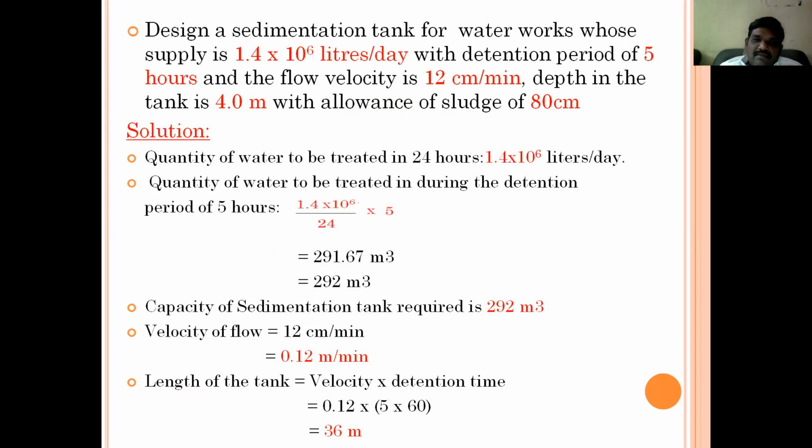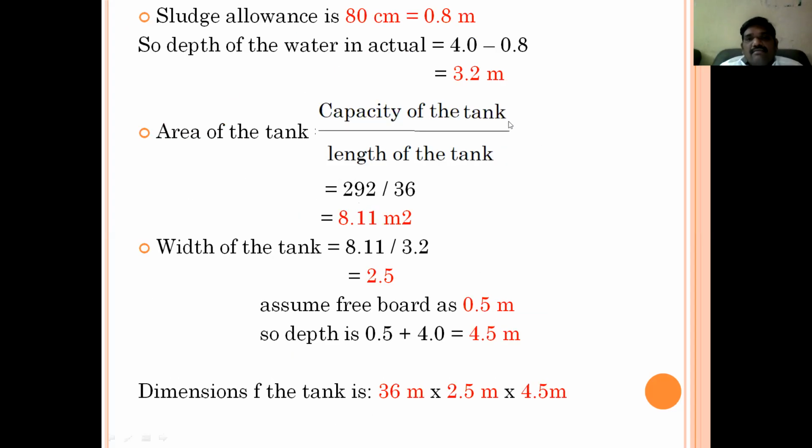What are the values we got so far? We got the capacity, we got the length, and we got the depth. Now what we should get? Width. What is the width of the tank? What is the formula for width of the tank? Area by depth. Am I right?